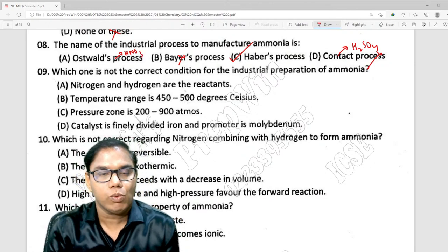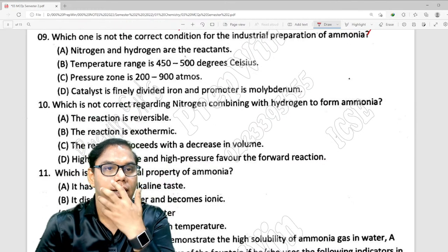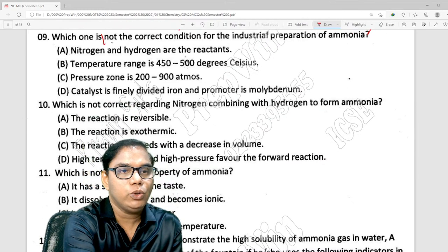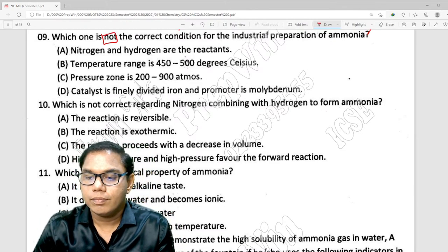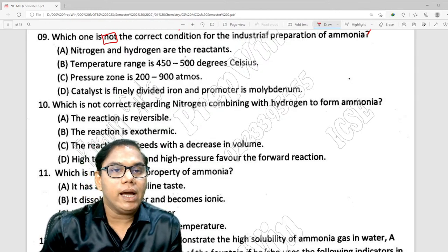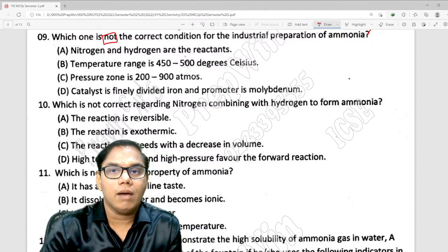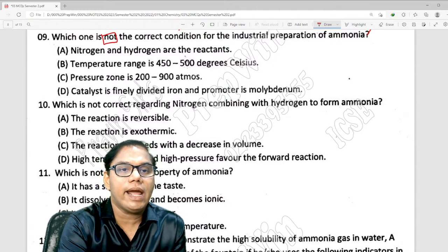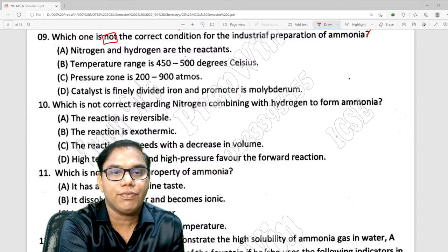Nitric acid is prepared by Ostwald's process. Fine. Which one is not a correct condition? Again, a negative question. You have to be very alert about this negative question. Nitrogen and hydrogen are reacted to form ammonia, NH3. Temperature range is 450 to 500 degrees Celsius. Pressure is 200 to 900 atmospheres. Catalyst is finely divided iron and promoter is molybdenum.